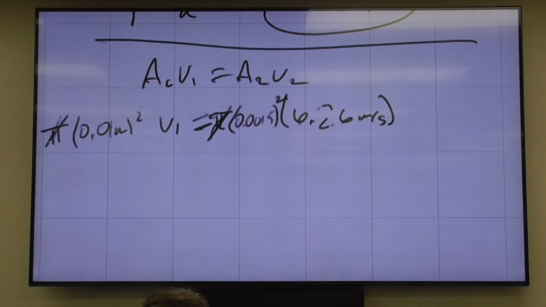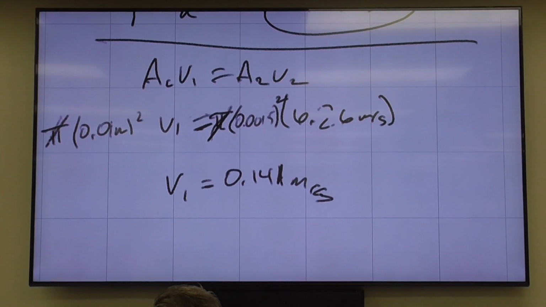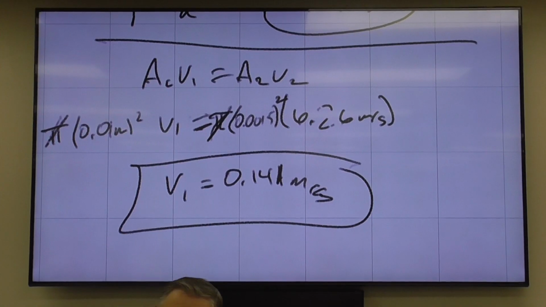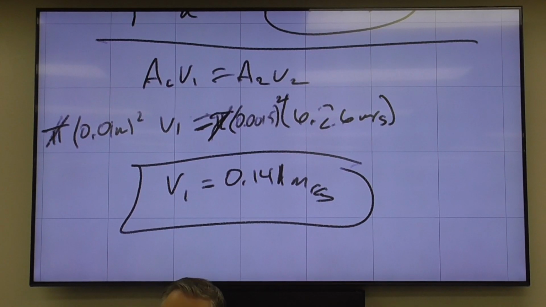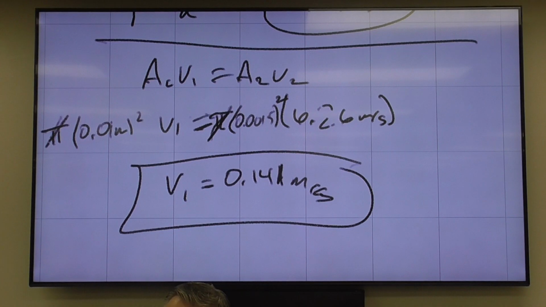And so what do you get, John? 0.14. 0.141. That makes sense. Meters per second. Oh, I'm stupid. It's slope. So notice that this part of the question is saying the plunger is moving really, really slow to make that water out here go really, really fast.